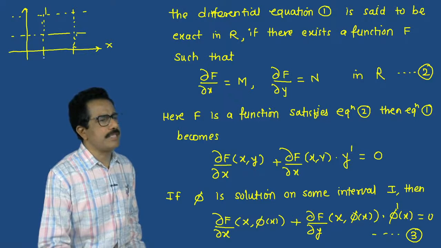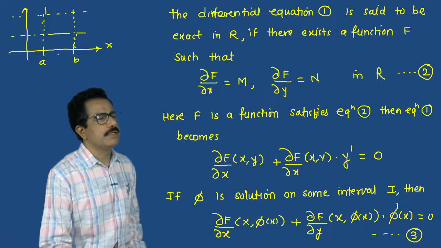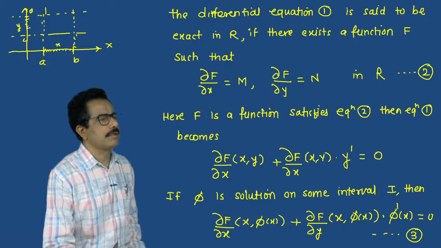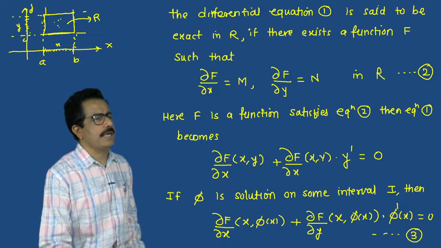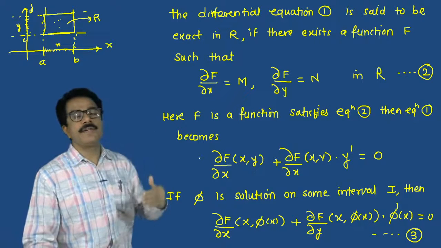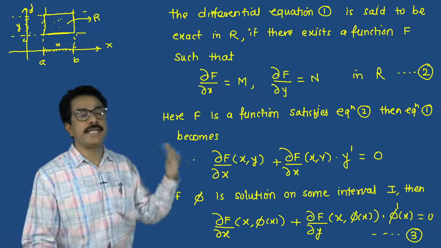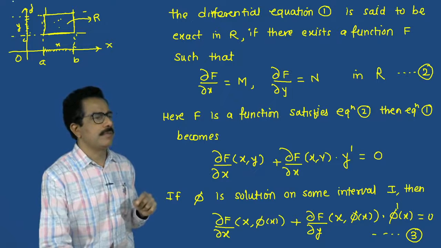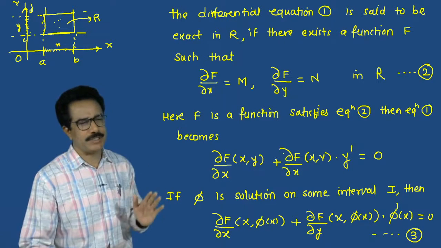Suppose small x lies between a to b, and small y lies between, suppose, c to d. So this rectangle belongs to R. So this is a rectangle, no problem. The differential equation 1 is said to be exact in R if there exists a function. Suppose this is the x-axis, this is the y-axis, you can complete this procedure.